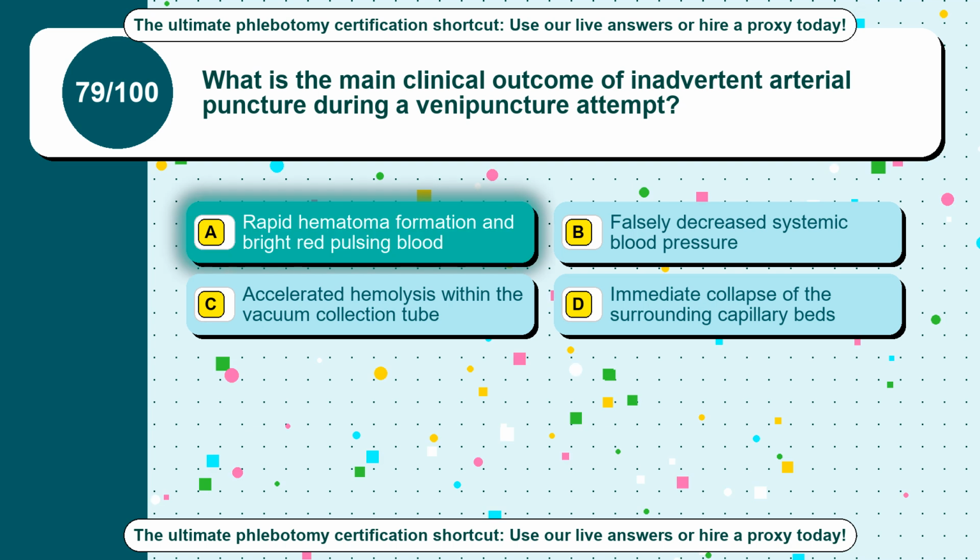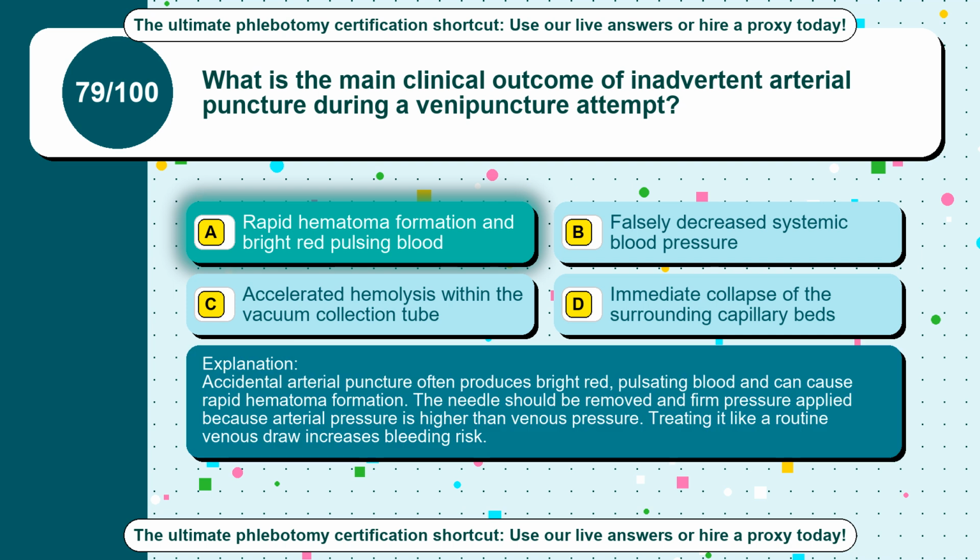Rapid hematoma formation and bright red pulsing blood. Accidental arterial puncture often produces bright red, pulsating blood and can cause rapid hematoma formation. The needle should be removed and firm pressure applied because arterial pressure is higher than venous pressure. Treating it like a routine venous draw increases bleeding risk.